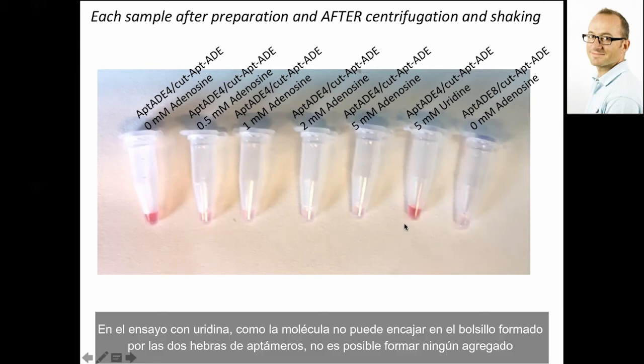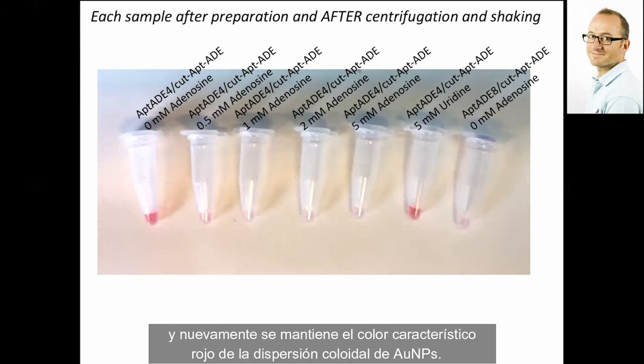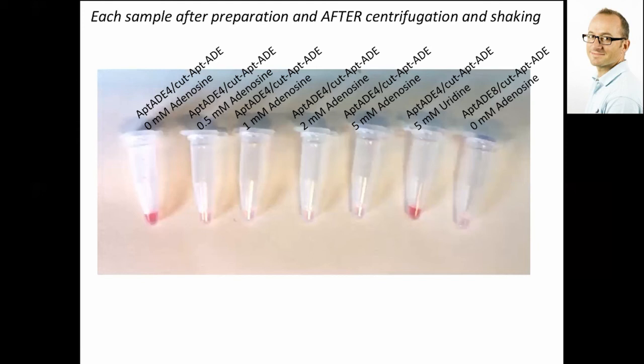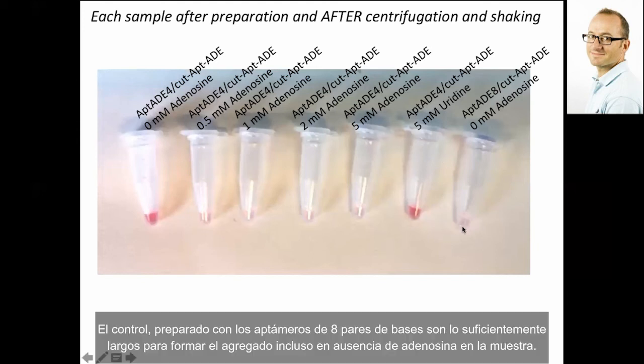Of course, with uridine, as I said, the uridine molecules cannot fit into the pocket made by both aptamer strands, so it means that you cannot form the aggregates. You keep the colloidal gold nanoparticle solution, and then you keep this red color characteristic of the colloidal solution. And here, this is the control. With the control, the 8 base pairs are long enough to make sure you will form the aggregate, even though there's no adenosine in the sample.